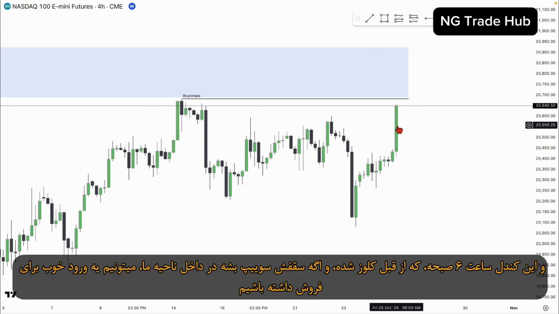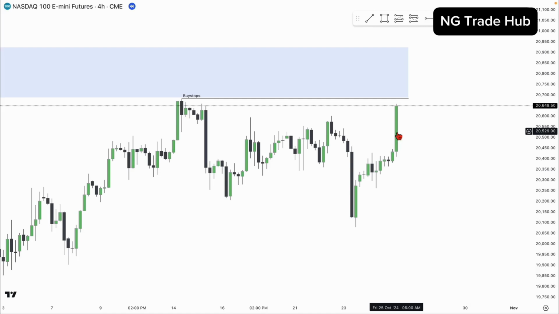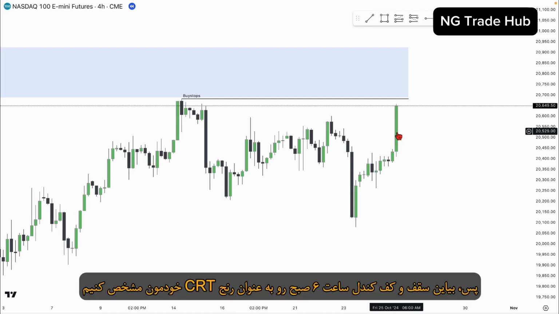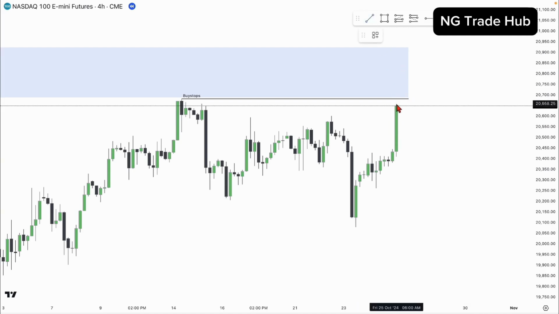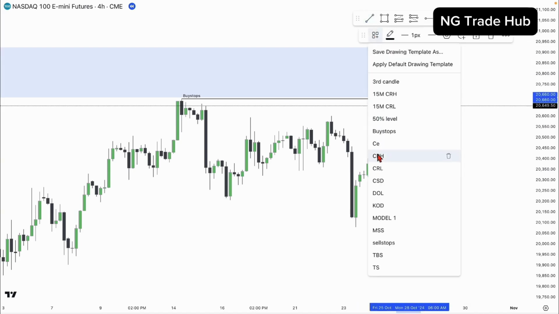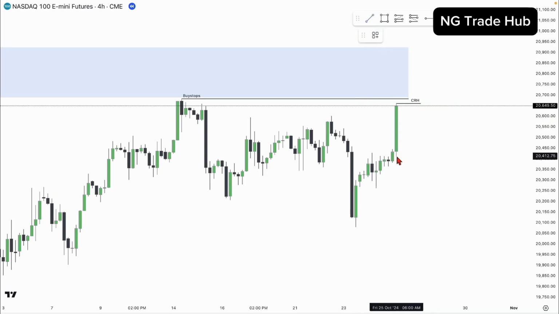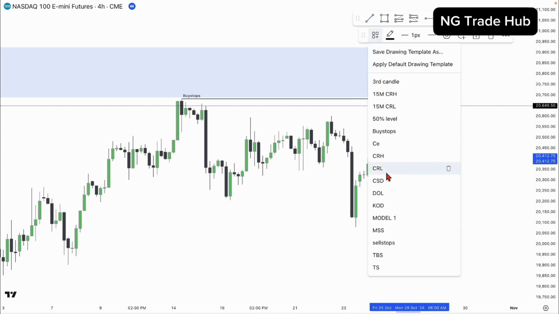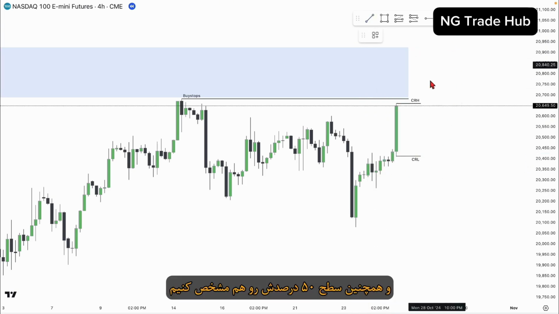And this is the 6 a.m. candle, which has already closed, and if its high is swept within our zone, we could get a good entry for a sell. So, let's mark the high and low of this 6 a.m. candle as our CRT range, and also mark its 50% level.